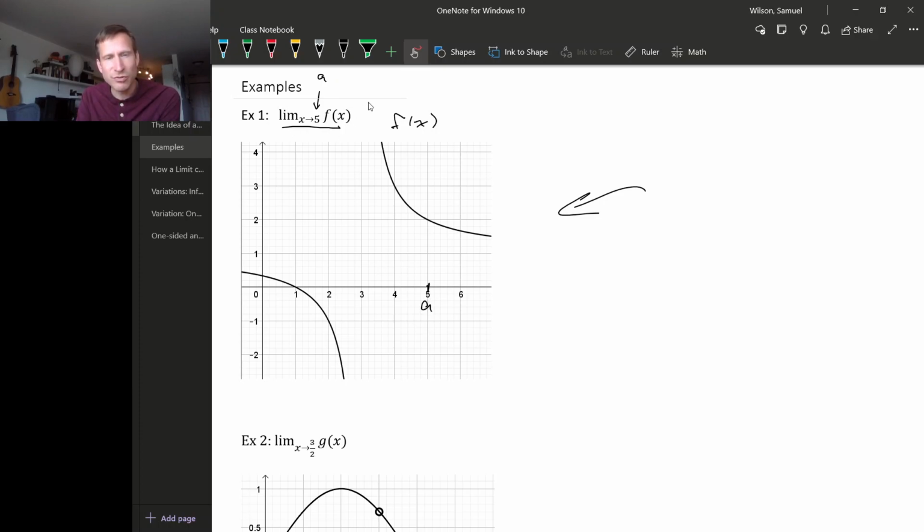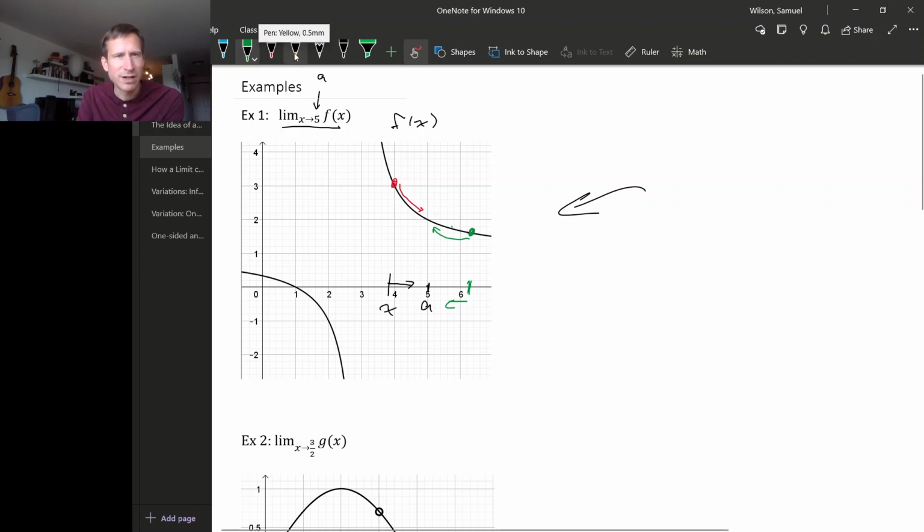So what we're going to do to evaluate this limit is imagine starting off to the left and then sliding rightwards towards 5. On the graph, that's going to start up here somewhere and slide that way. And then we'll start to the right of 5 and slide leftwards. On the graph, that's here, and we'll slide up that way. You can see that both starting from the left and starting from the right, we're heading towards this point on the graph, this blue point, and the height of that blue point is 2. And so this limit is equal to 2.